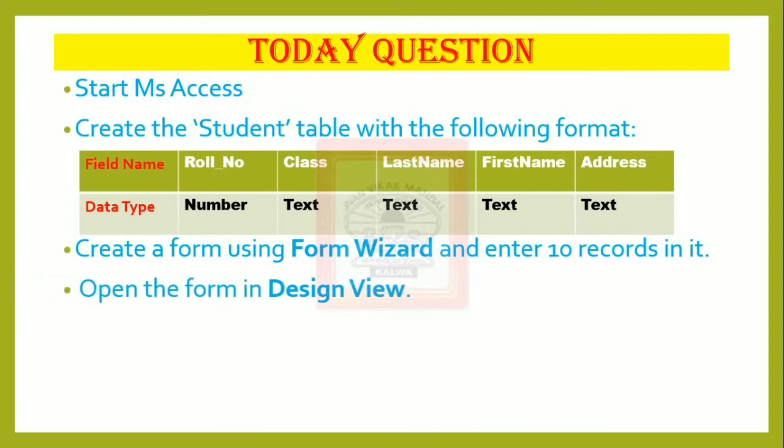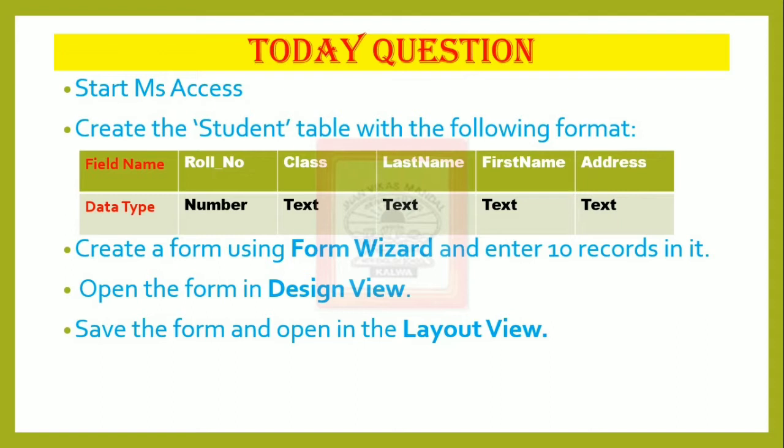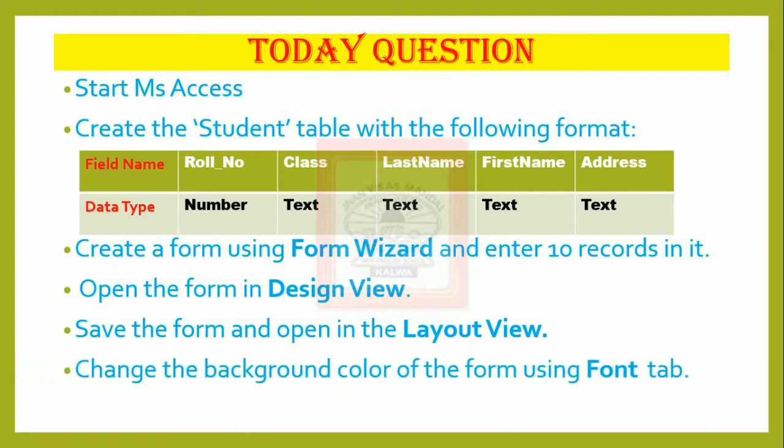Then I will open the form in design view. Then I will save the form and open it in the layout view. In the layout view I will change the background color of the form using the font type. So the full background color of the form I have to change. That's the only one option I have to change. In the last practical we saw so many different options that we changed, but in this activity we have to do only this one, that is, the background color of the full form. And then we are going to save it and open it in the form view.